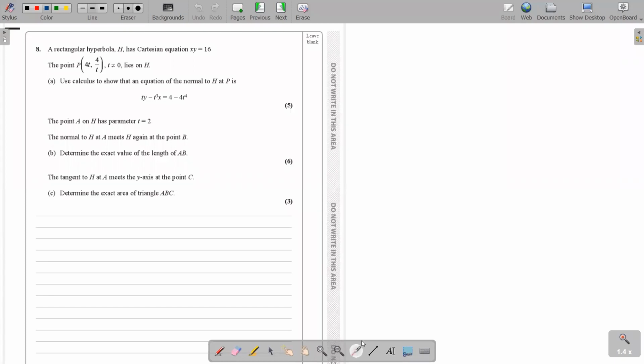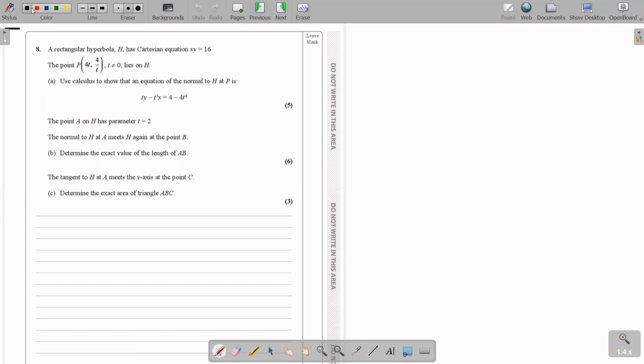Question number 8. A rectangular hyperbola H has Cartesian equation xy equals 16. The point P (4t, 4/t), where t is not equal to 0, lies on the hyperbola H. Use calculus to show that the equation of the normal to the hyperbola at P is this. Okay, how do we get the equation of the normal?